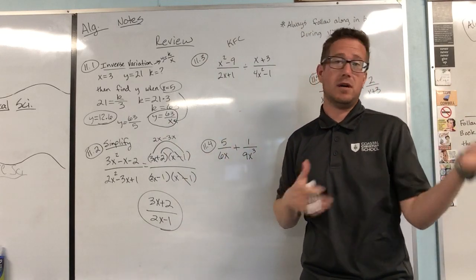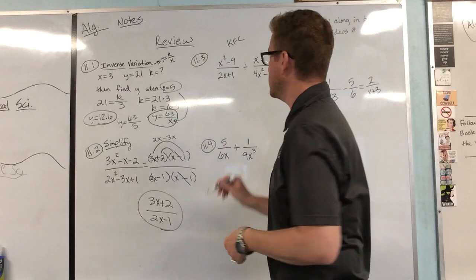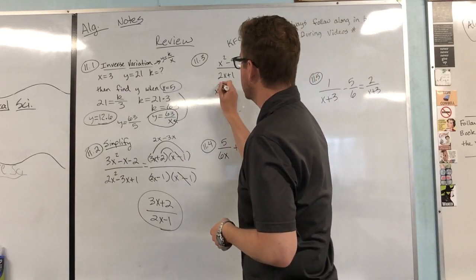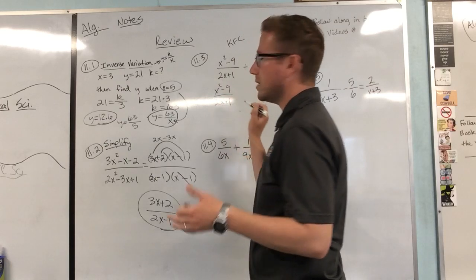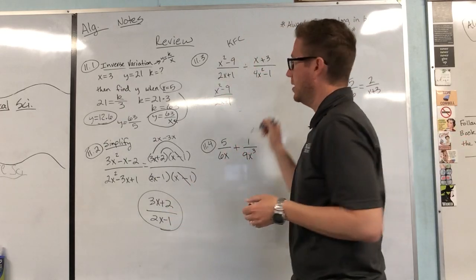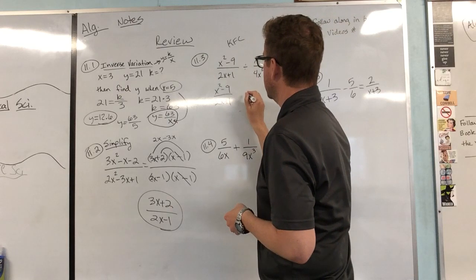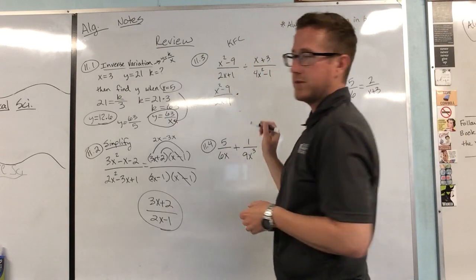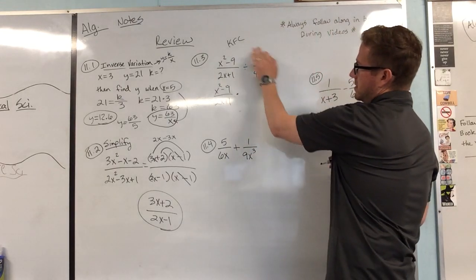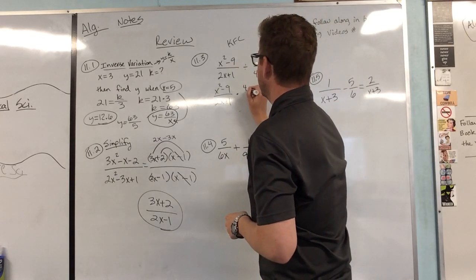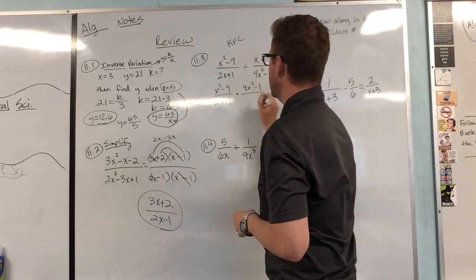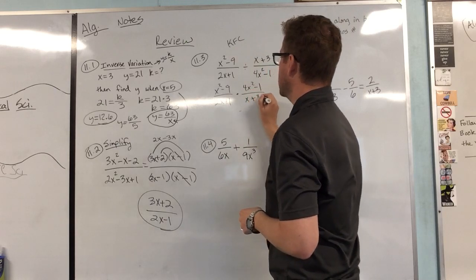You never really divide. You always switch it up and make it multiplication. So let's rewrite this: x squared minus 9 over 2x plus 1. Keep the first, flip the second, and change it to multiplication. So we're going to flip this and we change division to multiplication. So we now have 4x squared minus 1 over an x plus 3.